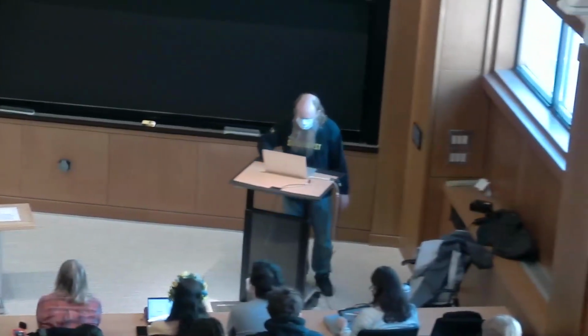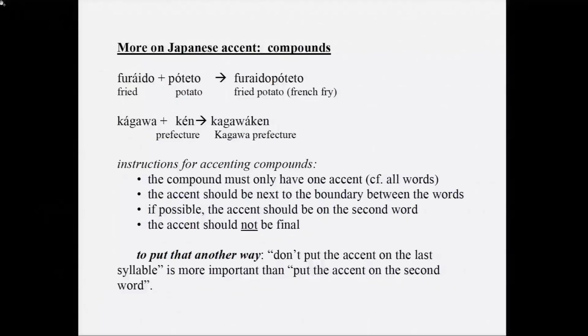That's a way, or to put that another way, don't put the accent on the last syllable is more important than put the accent on the second word. That's the picture that we end up with. So you get Kagawa Ken with the accent at the end of Kagawa and not Kagawa Ken. You don't put accent at the end.